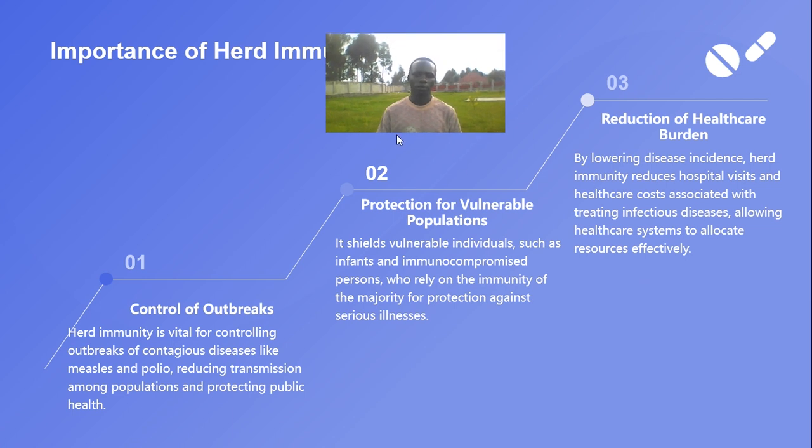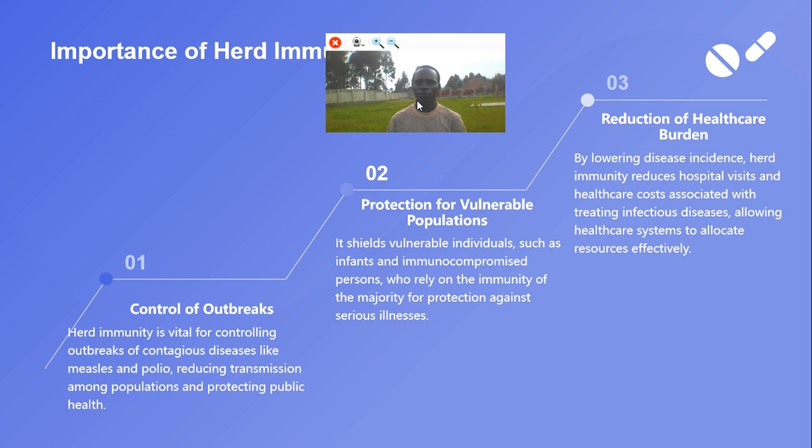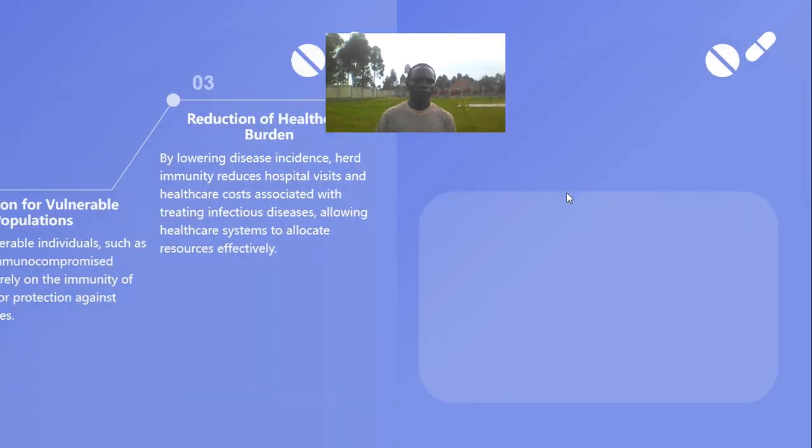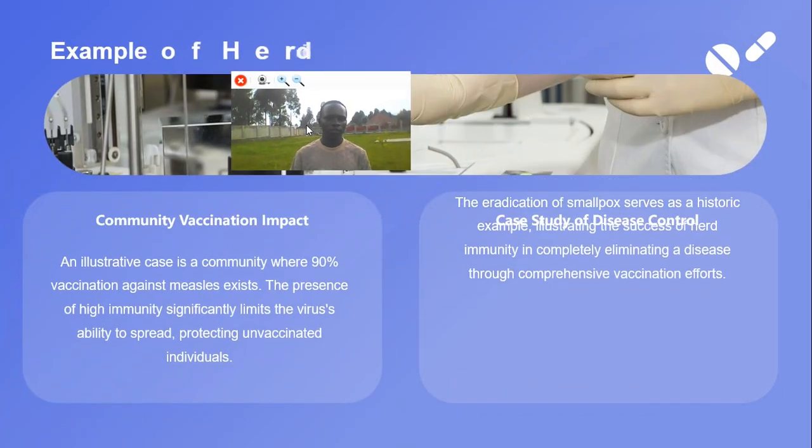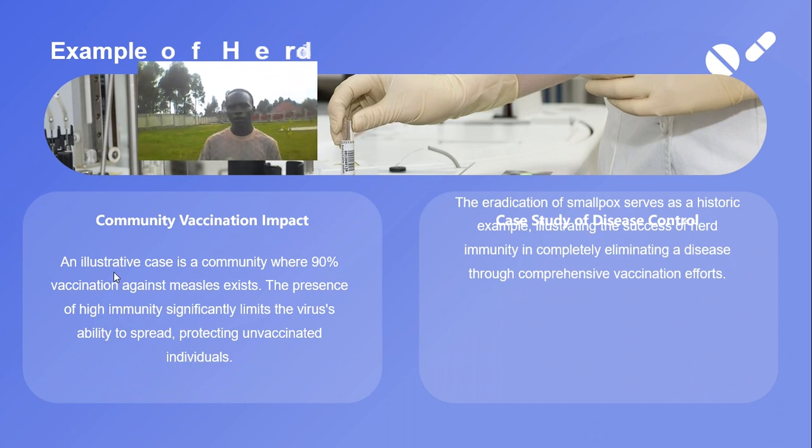So we don't have to vaccinate all people, but if the larger population is vaccinated, it can indirectly protect those who are unvaccinated. Going to an example of herd immunity, an illustrative case is where 90% of a community is vaccinated and 10% is not vaccinated. And for example, in smallpox cases, they can vaccinate some and not vaccinate others.